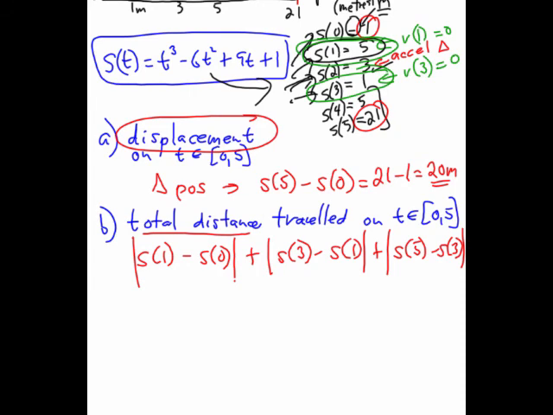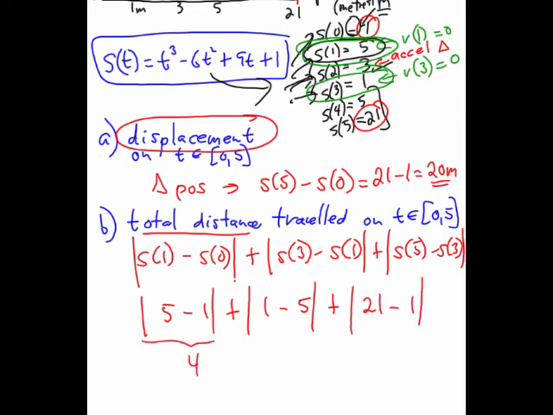Alright, substituting my numbers in. So this would be 4, this would be 4, and this would be 20, and so my total distance traveled is 28 meters.